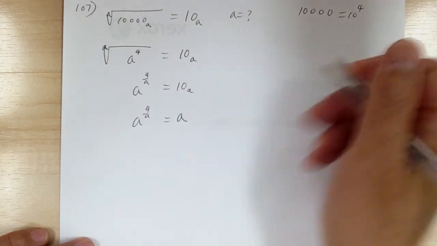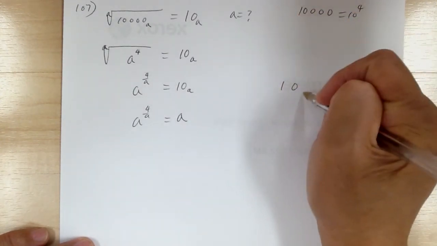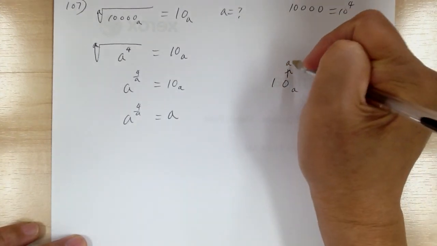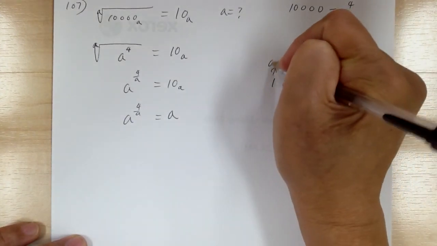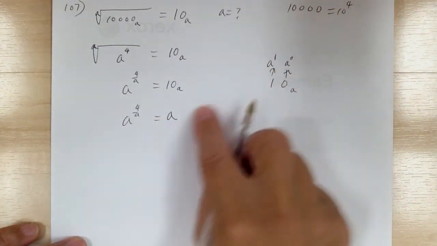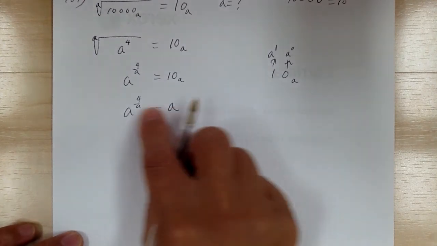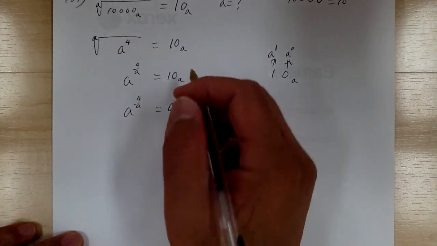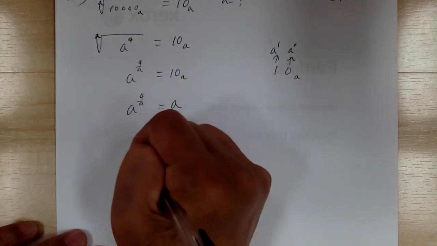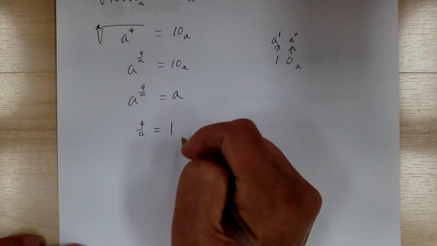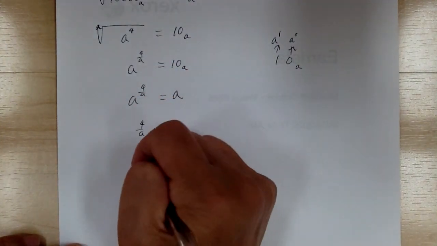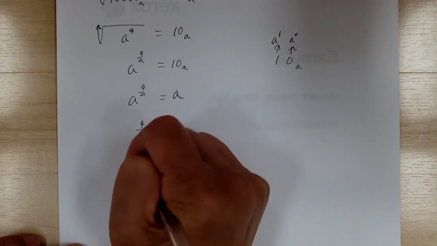The reason for that is when you have 10 base a, this is worth 0 times a to the 0 power, and this is worth a to the 1 power. So whatever the base is, that's where the a came from. Now you can set it equal, because now the bases match, so the exponents will match. So you get 4 over a equal to 1, and you can cross multiply, so 4 equals a, and that's it.